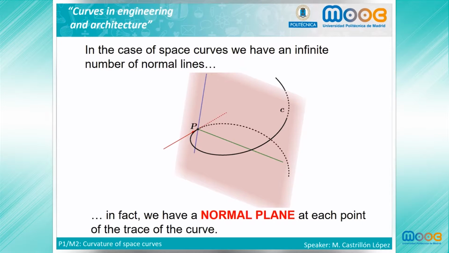Moreover, in the case of space curves, at each point of the trace, we have not only a normal line, but a plane of normal lines, called the normal plane.